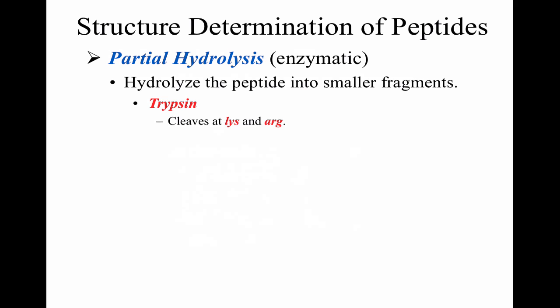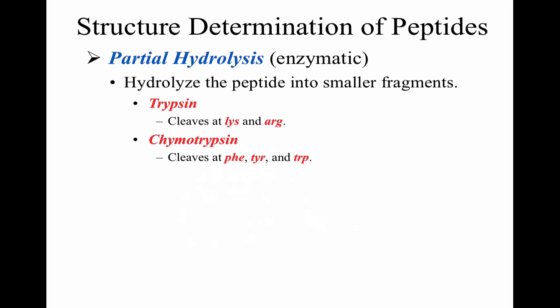Trypsin: you take your peptide and treat it with trypsin, which is an enzyme that will cleave your peptide at lysine residues and at arginine residues. It will not hydrolyze anywhere else. Okay? Another enzyme you can use is called chymotrypsin, which will cleave at phenylalanine, tyrosine, and tryptophan. What are tyrosine, phenylalanine, and tryptophan? How are they related? They're all aromatic, okay?